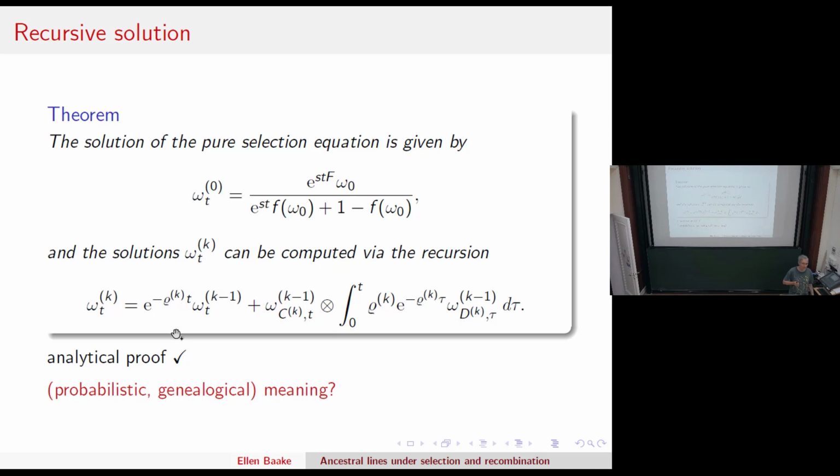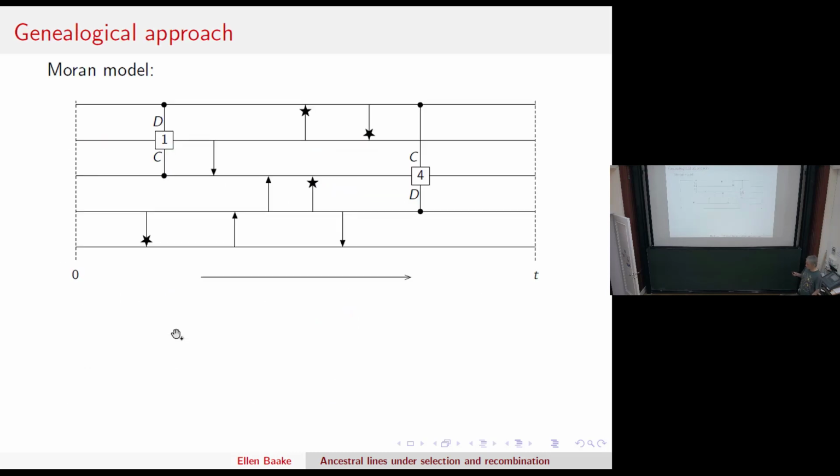Let me just say that initially we guessed this solution with some genealogical hindsight, and our first proof was purely analytical, so just guess it and check it with the help of the properties of the recombinators. But that is not what you want to see, I think. You want to see a solution, you want to see a probabilistic proof and some genealogical meaning, I think. So let's set out to do that.